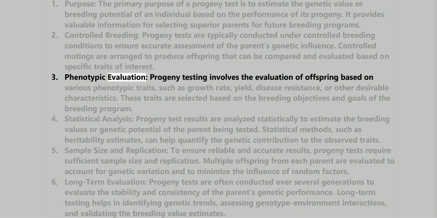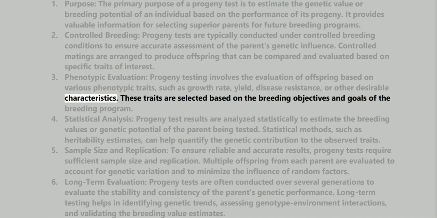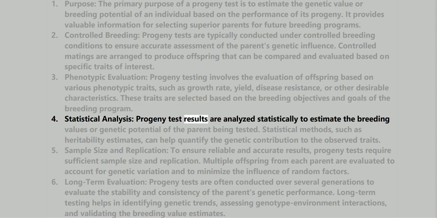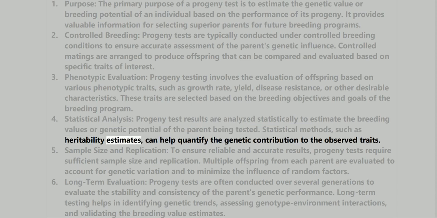3. Phenotypic evaluation. Progeny testing involves the evaluation of offspring based on various phenotypic traits, such as growth rate, yield, disease resistance, or other desirable characteristics. These traits are selected based on the breeding objectives and goals of the breeding program. 4. Statistical analysis. Progeny test results are analyzed statistically to estimate the breeding values or genetic potential of the parent being tested. Statistical methods, such as heritability estimates, can help quantify the genetic contribution to the observed traits.